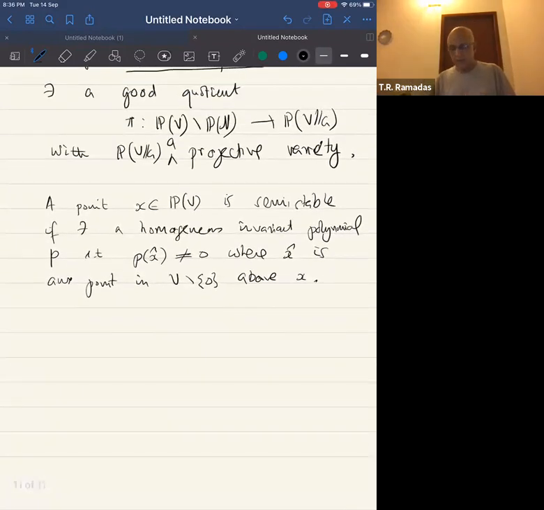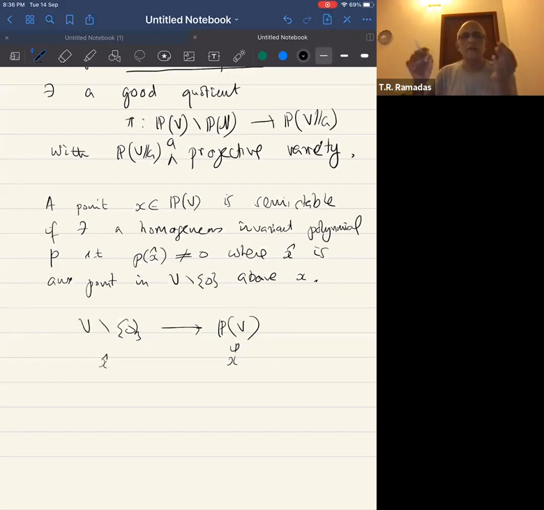So remember, you have V minus 0, you have this projection to PV. X is a point here. Any point, so X is a point of projective space is a one-dimensional subspace. A point above X is any non-zero vector lying in that one-dimensional subspace. Note that a homogeneous polynomial is a function on V, so I cannot evaluate it at the point of projective space. But if I choose a point corresponding to that one-dimensional subspace, any non-zero vector, I can evaluate the polynomial there. And if it's non-vanishing at one of these points, then it will be non-vanishing at any non-zero scalar multiple of that point. So this is an invariant notion depending only on x.